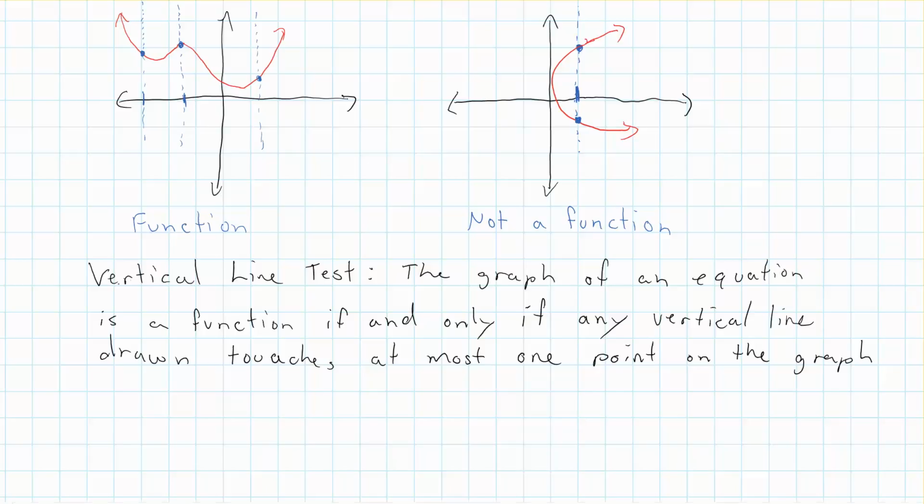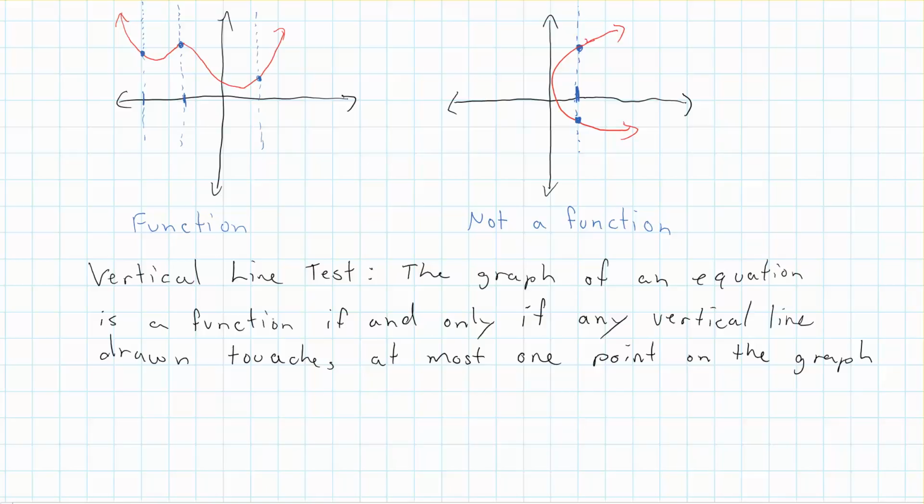I do want to point out something. This vertical line test is what we call a theorem. And this is not true because we say it's true. This is true because we could prove it from definitions. This if and only if seems a little weird when you first see it. But what that means is you can go both directions.